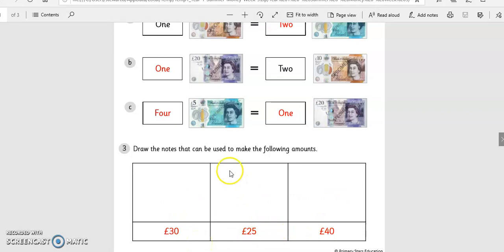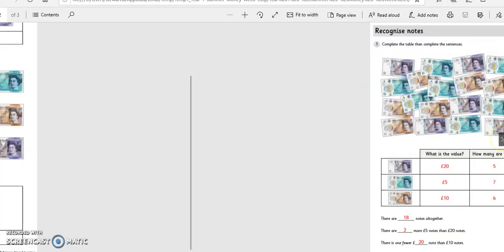For 25, it could have been a 20 and a 5. You might have had 5 5s. You might have had 2 10s and a 5. If you're not sure if you got it right, maybe just ask a grown-up to check, because everybody's going to have slightly different answers for that one.